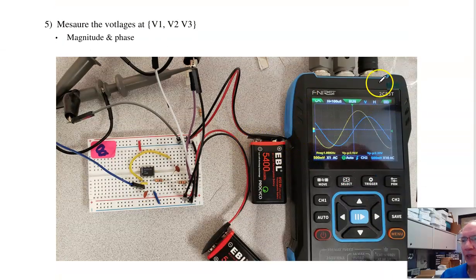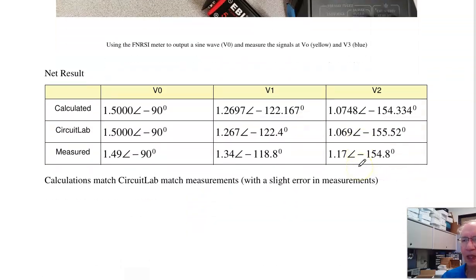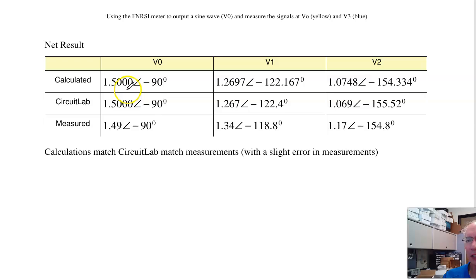Apply a 1 kilohertz sine wave input. That is the yellow line. The output right here is the blue line. That is V3. So by moving the probe around, I can measure V3, V2, V1, and V0. And what I get is, here's V0, calculated, Circuit Lab, and measured, matches up.